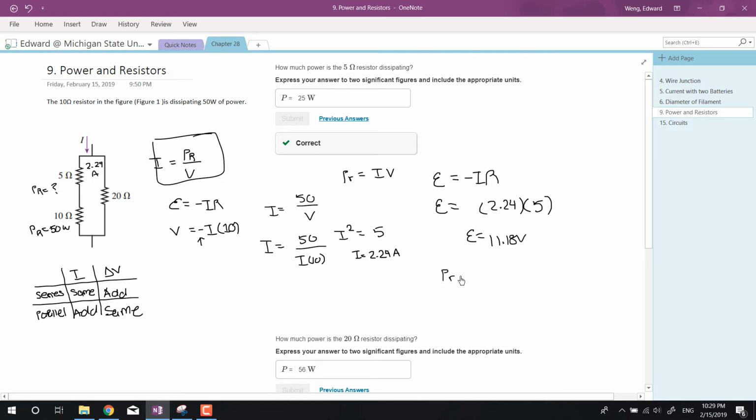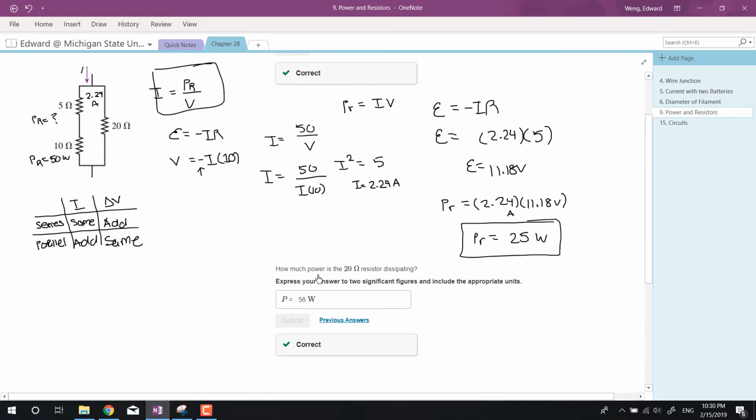So the power is going to be equal to 2.24 amps times 11.18 volts. Typing this in the calculator, I get 24.999 repeating, or really 25 volt times amps, which is also equivalent to watts. So 25 watts. And here you can see on the Mastering Physics website, that's exactly what they got.